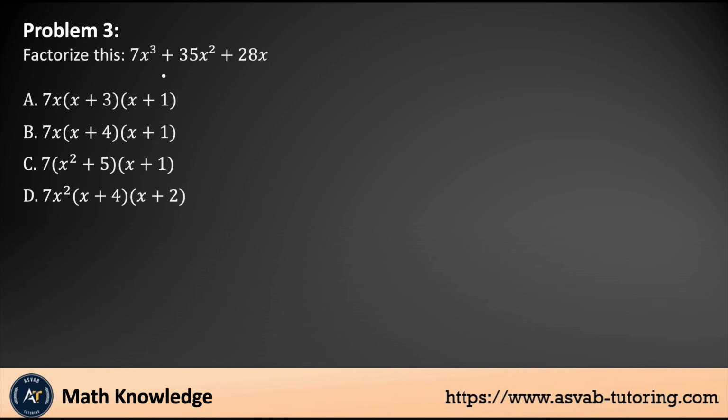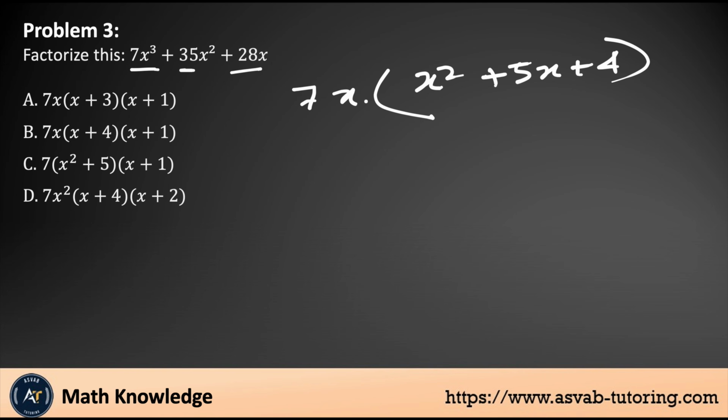Problem number 3: factorize 7x cubed plus 35x squared plus 28x. In order to factorize this expression, the first thing you have to do is find the common term in all these three terms. Here the common term is 7x. Take this out, and that gives you x squared plus 5x plus 4. How you could do that is you take this 7x and divide each of the terms, and you will get this. Now you have to factorize inside of the parentheses.